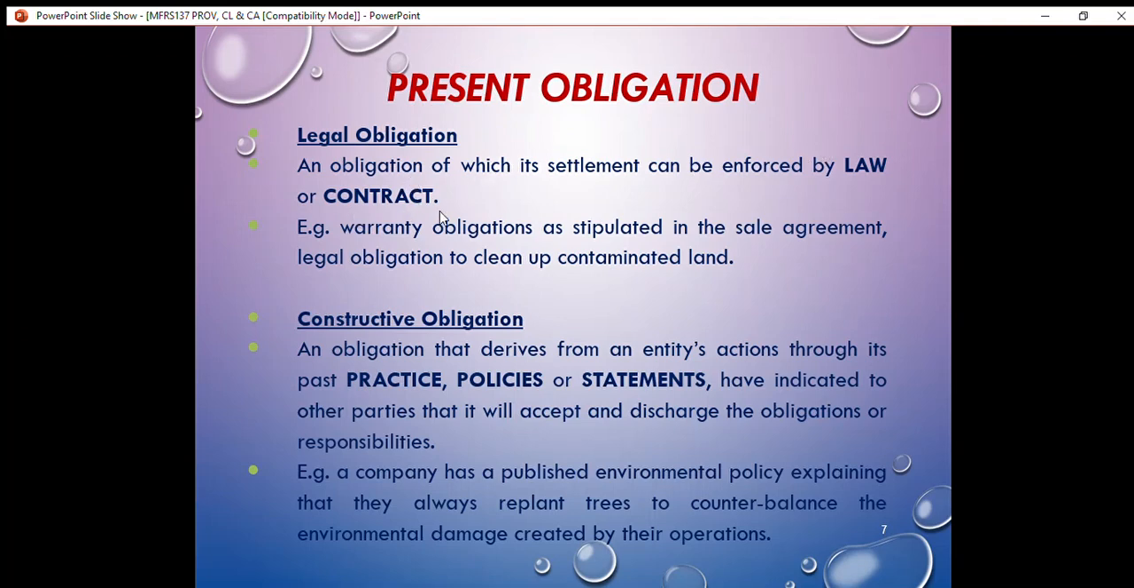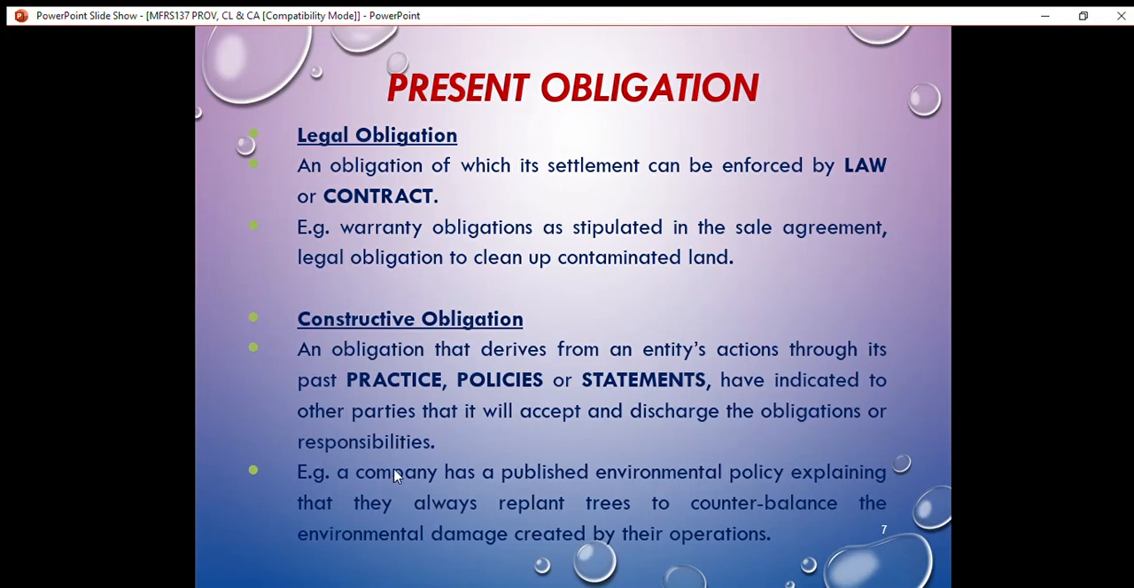For example, warranty obligations as stipulated in the sale agreement, or legal obligation to clean up contaminated land. And the second type of present obligation is constructive obligation. Constructive obligation refers to an obligation that derives from an entity's actions through its past practice, policies, or statements have indicated to other parties that it will accept and discharge the obligations or responsibilities.